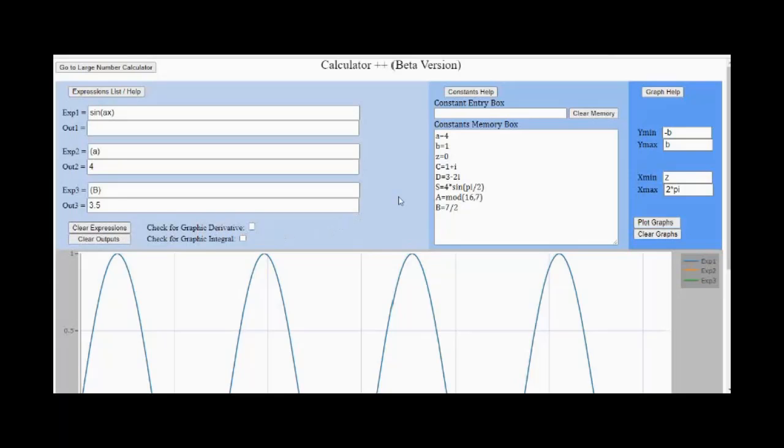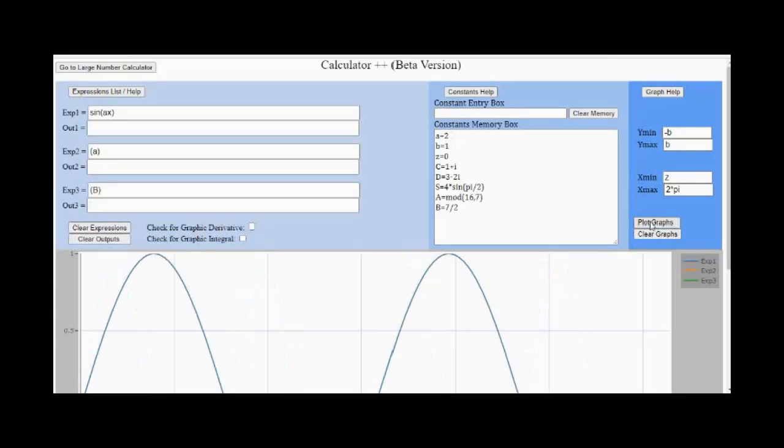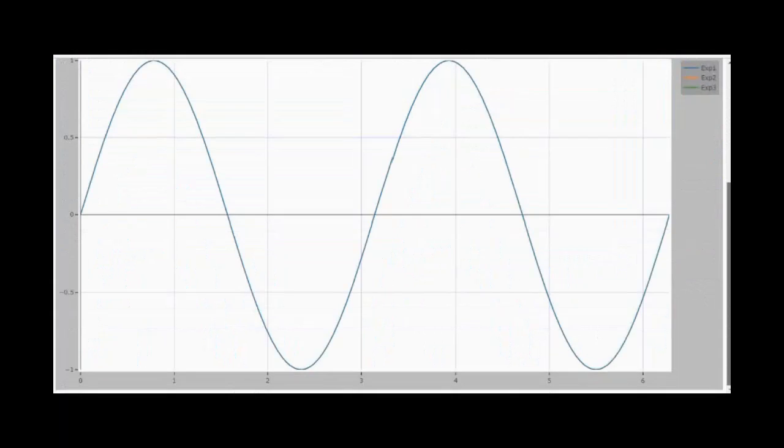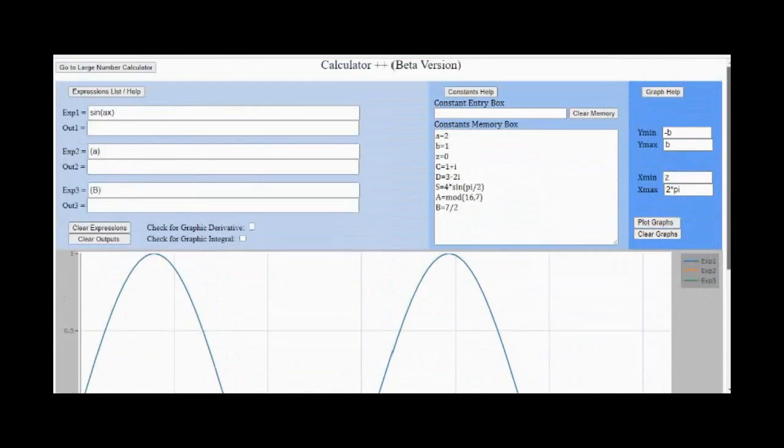Okay, I'm going to change the value of A, and notice what happens. I'm going to say small a equal 2. And I'm going to hit enter on my keyboard. Notice the value of A changes in the memory box, and now I'm going to plot the graph. Notice sine of 2x now appears. Before it was sine of 4x.